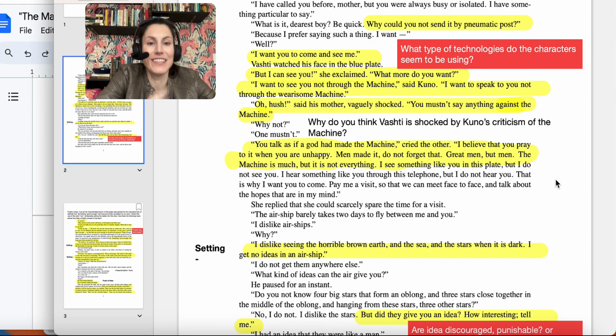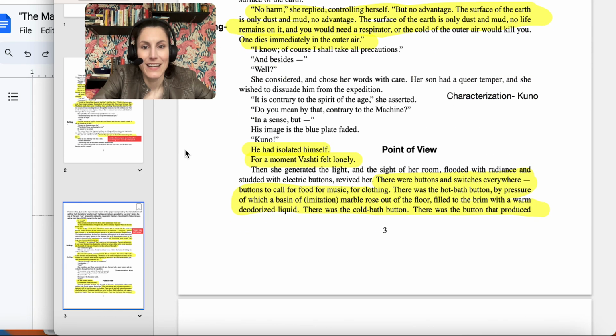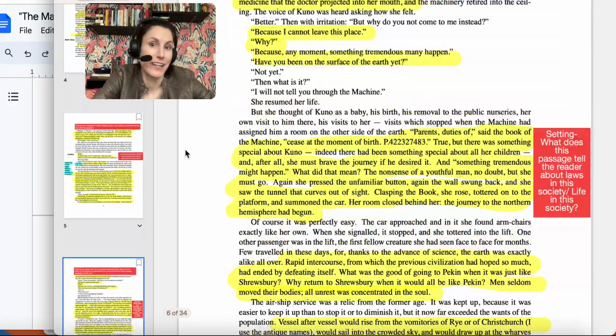All right, now we have a lot of allusions here. The allusion that you pray to it when you are unhappy. That is the allusion that the machine is a religious entity. Okay. Let's see. Other allusions. Oh, wait. Let's go when they start to talk about the French Revolution.